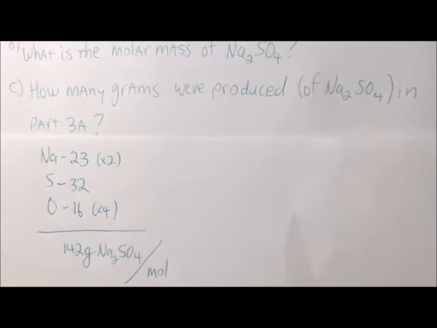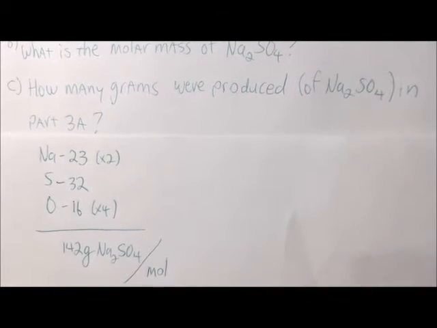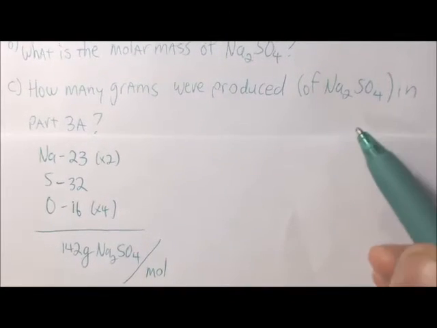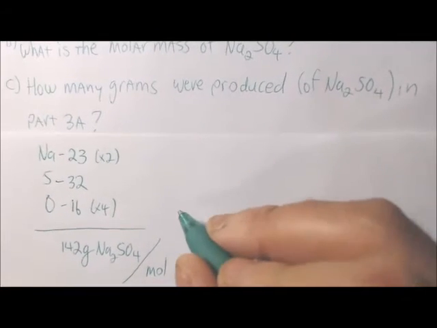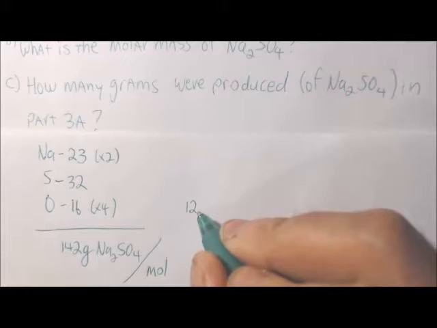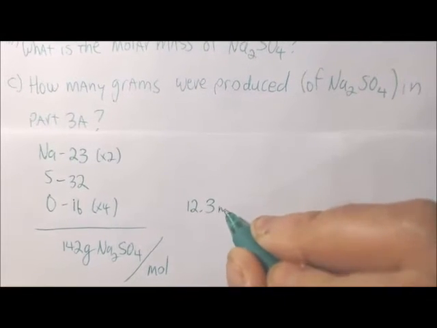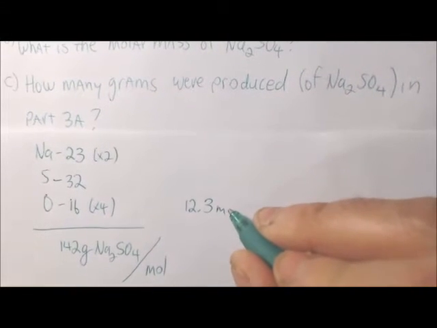Okay, then it's asking me how many grams were produced of sodium sulfate. I wrote it a little funky in part 3A. If you don't remember, it was 12.3 moles. So let me write that down, 12.3 moles. And I'm leaving the molar mass right here because we're going to want that.